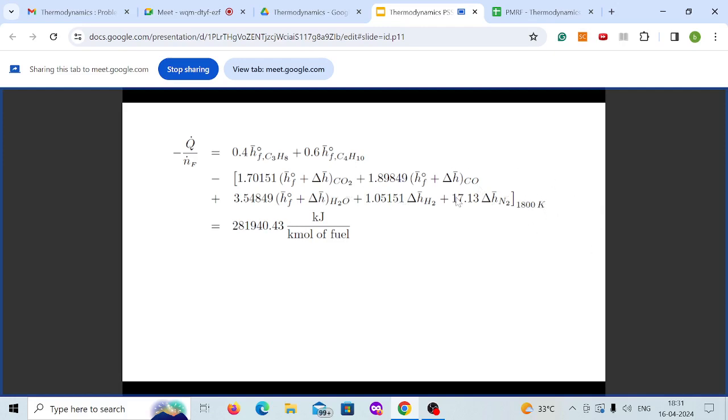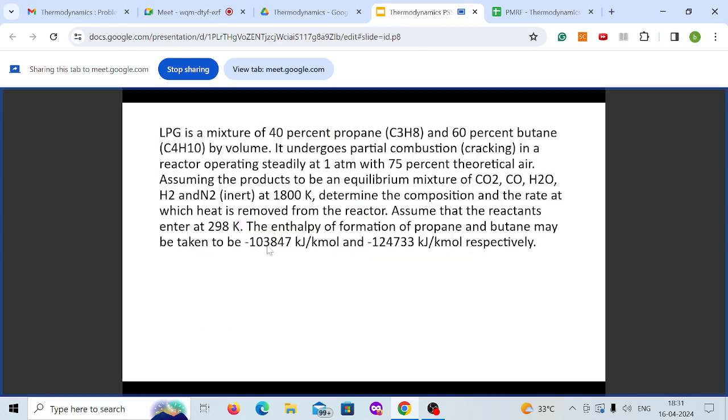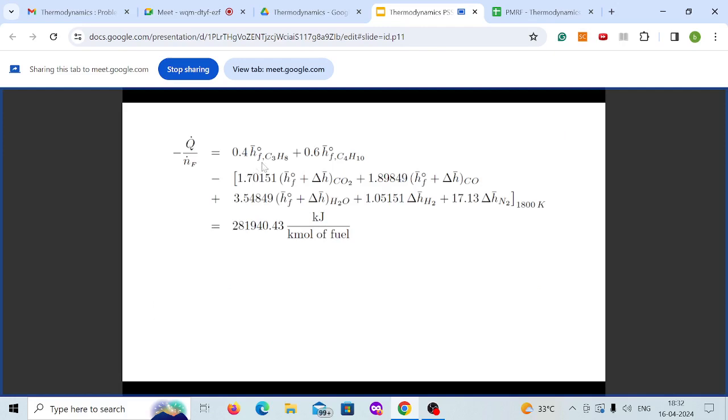When we substitute the values of the enthalpy of formation and enthalpy from the table, and we know the enthalpy of formation for propane and butane, which is given in the question as minus 103847 kilojoule per kilomole for propane and minus 124733 kilojoule per kilomole for butane, we can substitute that and find that the heat removed per kilomole of the fuel is 281940.43 kilojoules.